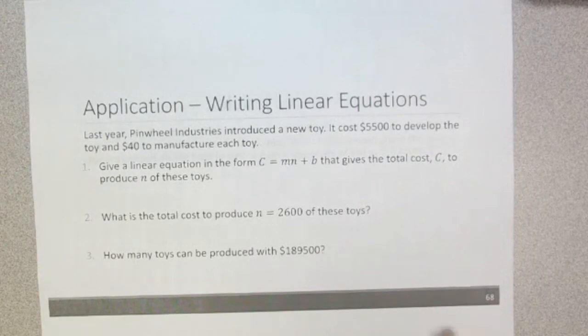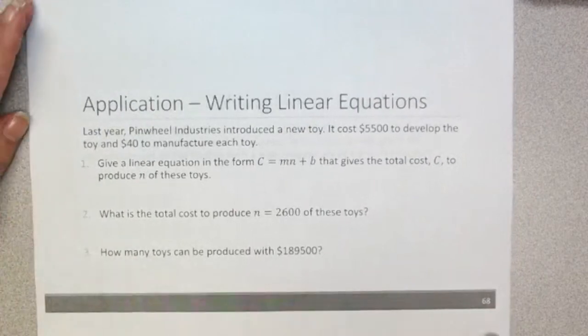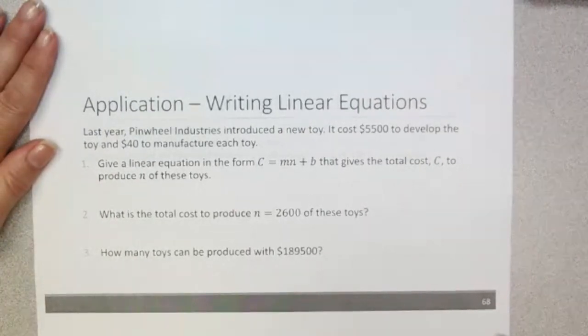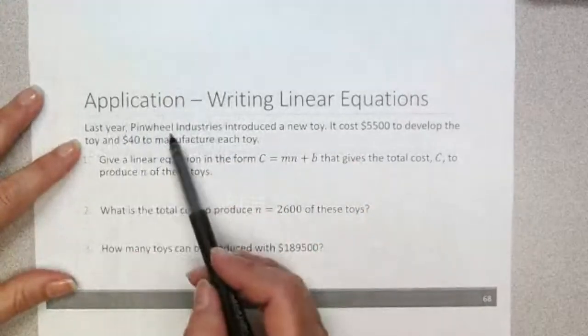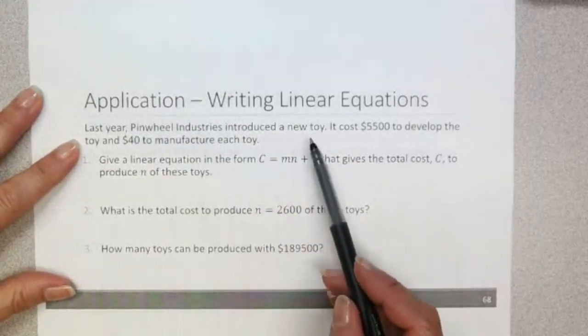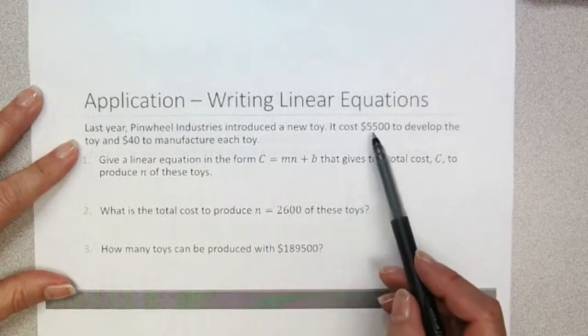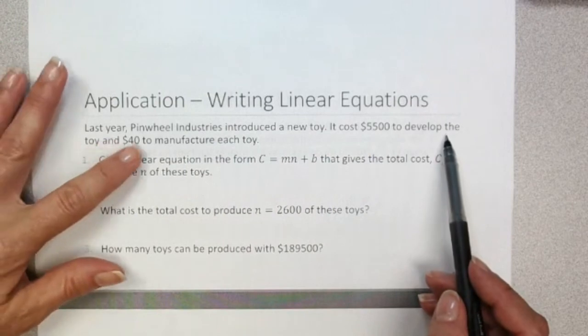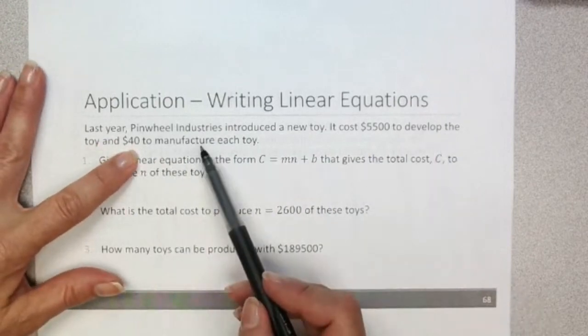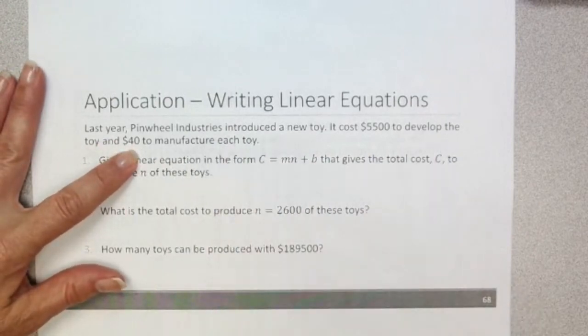All right. We're almost done here. Let's wrap up with a couple of applications, coming back to writing linear equations. All right, so here we have, last year, Pinwheel Industries introduced a new toy. It cost $5,500 to develop the toy, and then $40 to manufacture each toy. Okay, all right, so let's see.